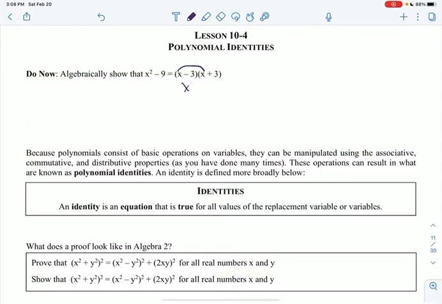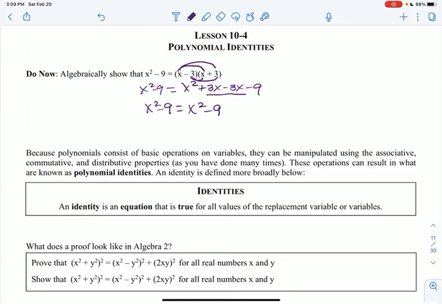X times x is x squared. X times 3 is 3x. Negative 3 times x is negative 3x, and negative 3 times 3 is negative 9. I get 4 terms, and remember those two middle terms can be combined together. They actually cancel each other out, and I just have x squared minus 9, which matches what I have on the left.